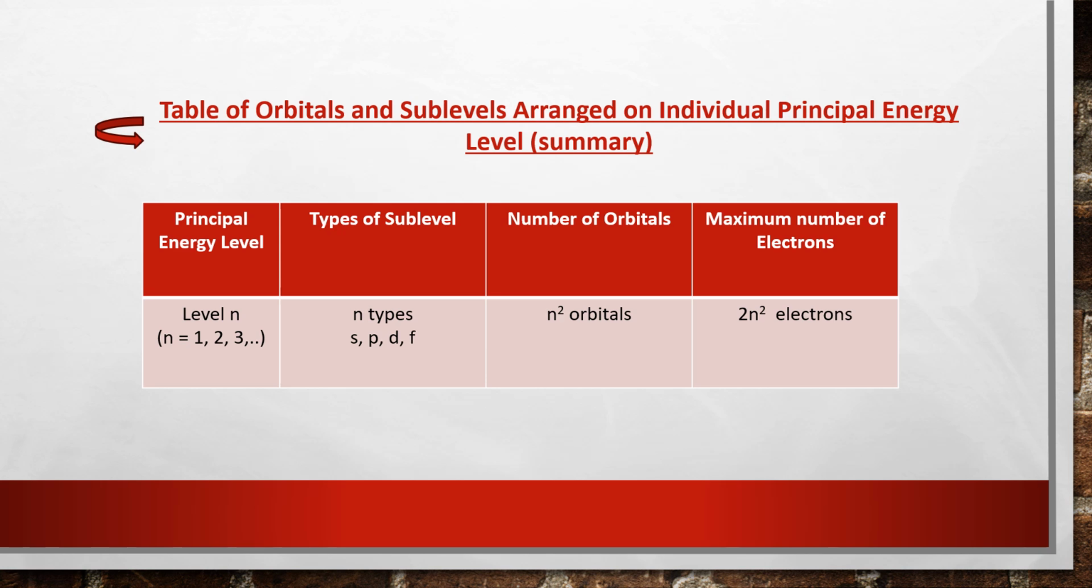Summary. If the principal energy level is n, where n is equal to 1, 2, 3 and so on, then the types of sublevel would be n types: s, p, d, f. The number of orbitals for level n would be n squared orbitals. The maximum number of electrons would be 2n squared electrons.